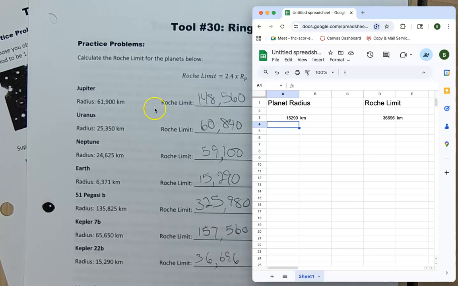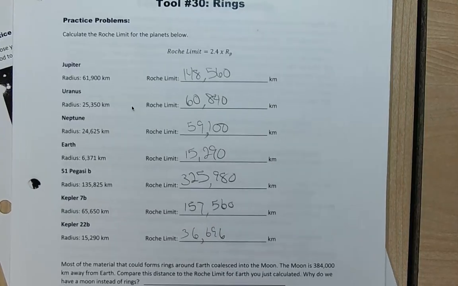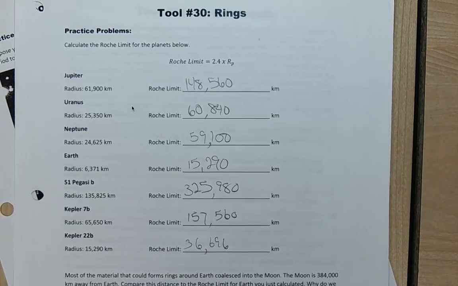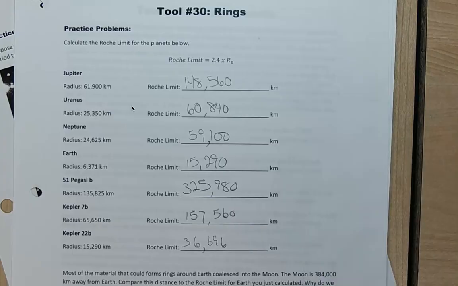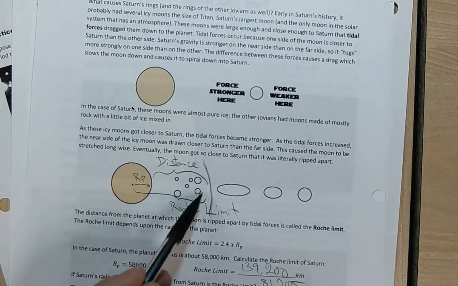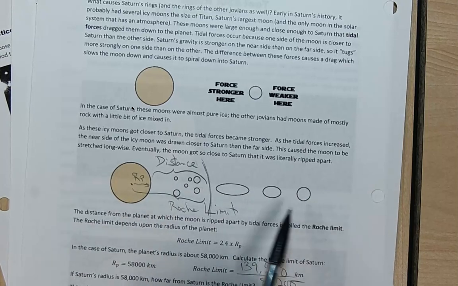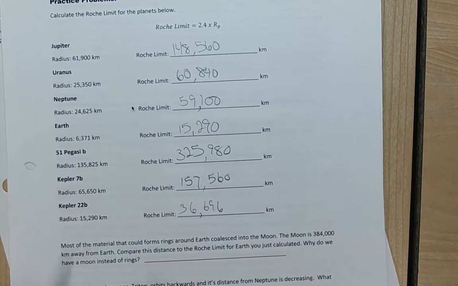Why do we do this? Well, because it gives us a sense of, if we're trying to study these planets, particularly exoplanets that are harder to study because they're light years away, it tells us where to expect to find rings around the planet and also where to find moons. Because where do you expect to find rings around a planet? Inside the Roche limit. Where do you expect to find moons? Outside the Roche limit.